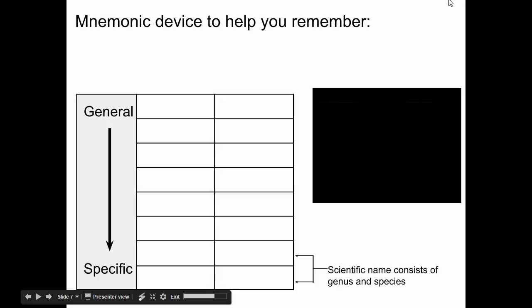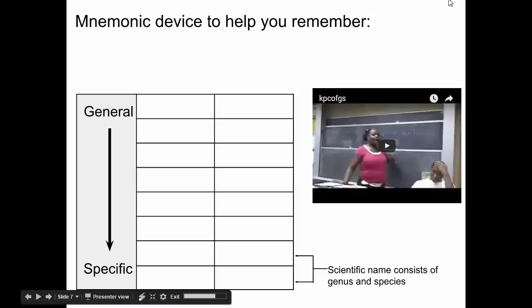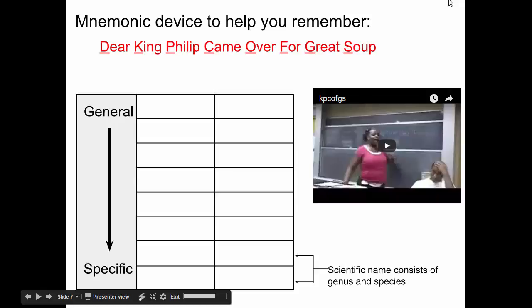All right, so you're going to have to remember the taxonomic groups in order. So we have a couple ways to help you to do that. Okay? So we have some mnemonic devices some people use. This is the classic one. People probably learned this one for a long time. Dear King Philip came over for Greek soup. First letter of each word stands for one of the taxonomic groups. Domain, kingdom, phylum, class, order, family, genus, and species.